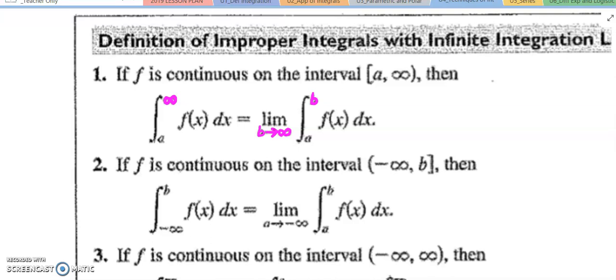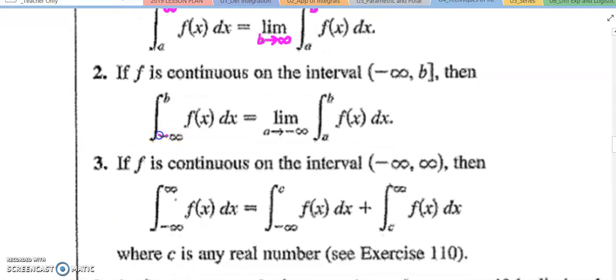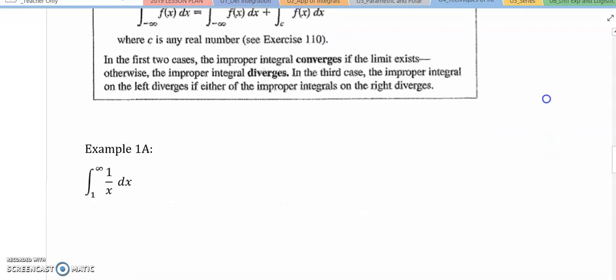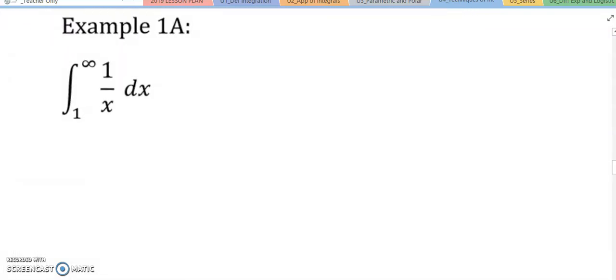Then essentially, you're evaluating the integral as normal. Nothing really changes at that point other than the evaluation. You're going to do that when you have it in the bottom, and if you had both top and bottom as infinity, we're going to deal with the same issue. So let's take a look. We're going to go through two examples of this first type. Here's our first integral, 1 to infinity of 1 over x dx.